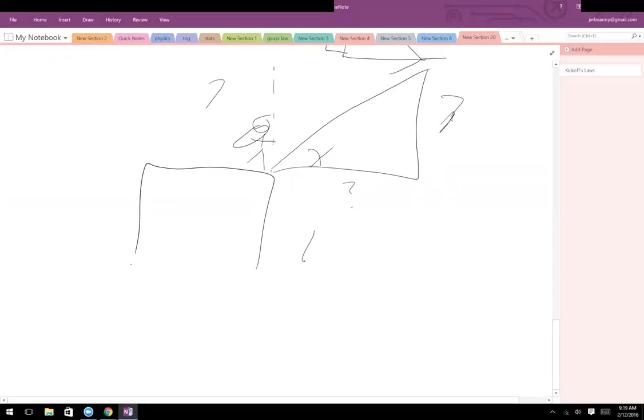Come on, write, you stupid pen. It's doing what it always does to Dr. K. It's trying to type right now instead of using the pen.